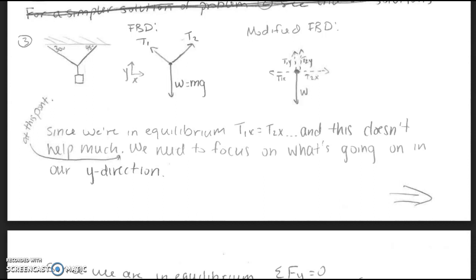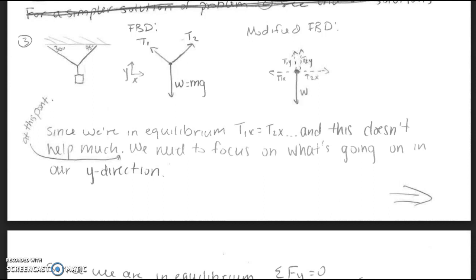Since we're in equilibrium, we know from this diagram that my horizontal vectors are going to have to cancel out because the acceleration of this system is 0. So I know my x component of T1 and my x component of T2 will be equal to each other. This doesn't really help us much, at least for the time being, when we're first looking at this problem, because we want to figure out what the mass of the block is, and T1x and T2x don't involve this mass.